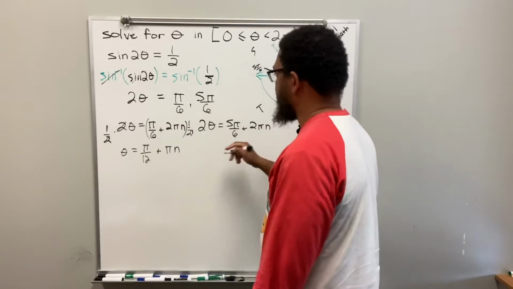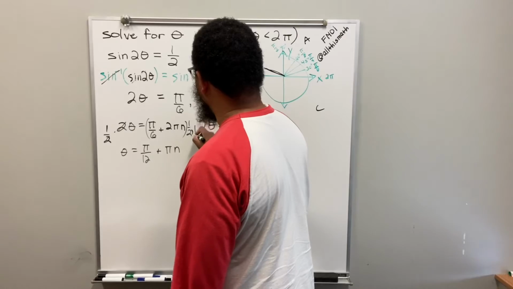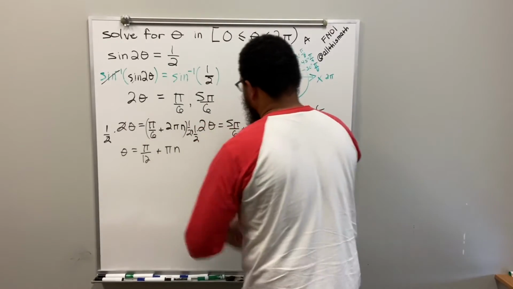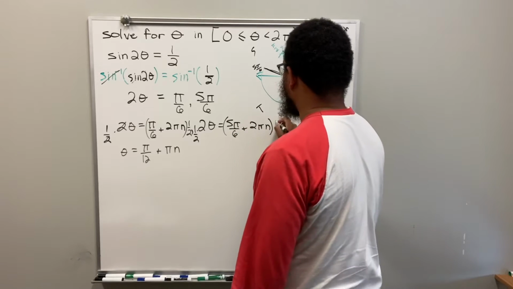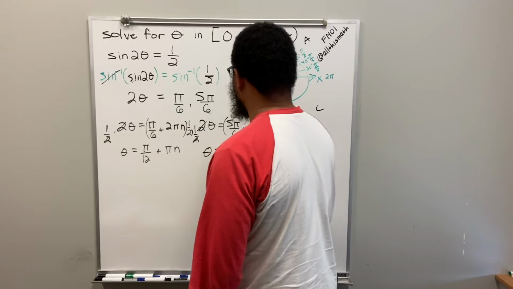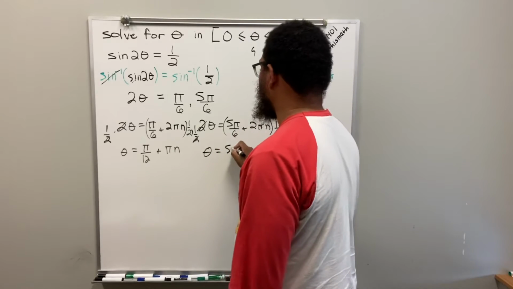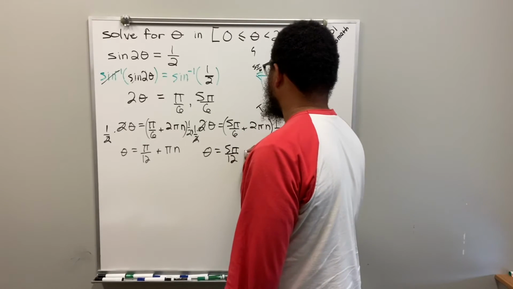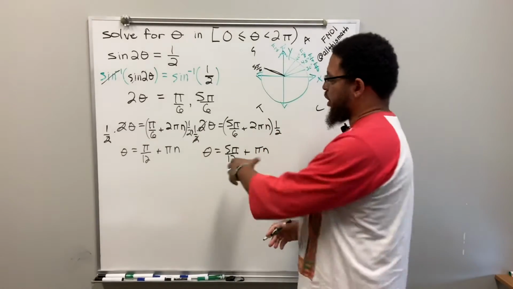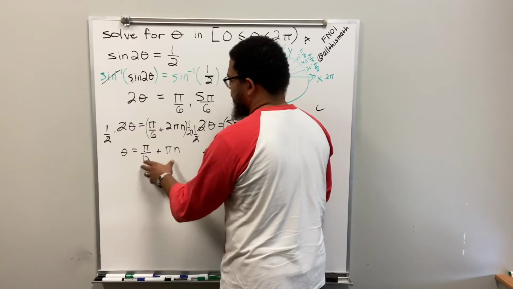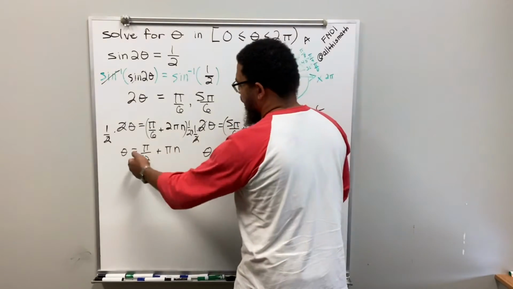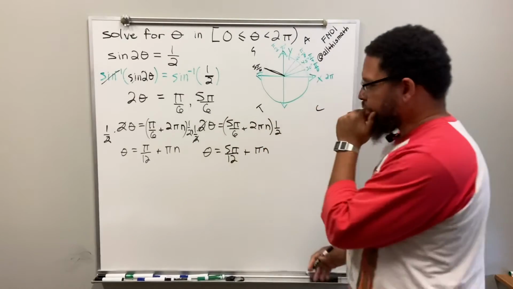Over here, I'm going to do the same thing. I've got to multiply by 1/2. I know it's a little crowded, but understand that these are two separate equations, basically. And then over here, we've got times 1/2. These 2's cancel out. I get theta equals 5 pi over 12 plus pi n, right? So these are my two general equations, or my general formulas, of my solutions. Pi over 12 plus pi n, right?